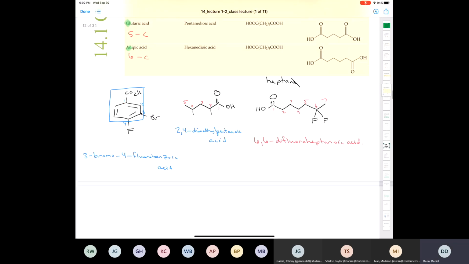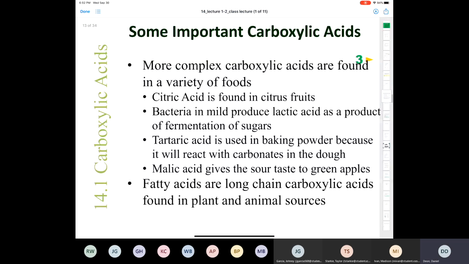Let's talk about some important carboxylic acids. It says here that more complex carboxylic acids are found in a variety of foods. Citric acid, for example, is found in citrus fruits like lemons and limes and oranges. And so citric acid is a carboxylic acid. It also says that bacteria in milk produce lactic acid as a product of the fermentation of sugars. So lactic acid is a carboxylic acid.